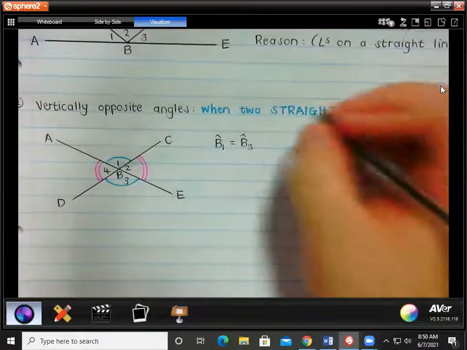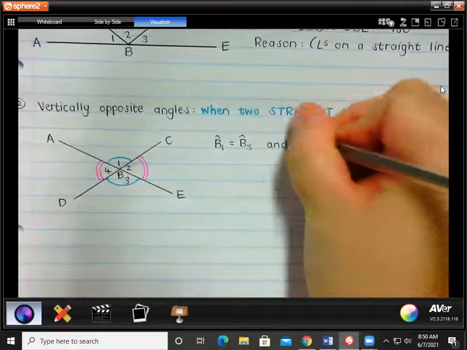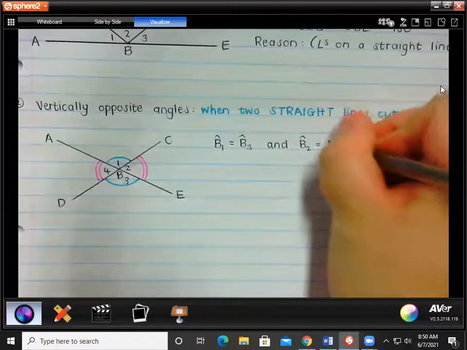So B1 is equal to B3 and B2 will be equal to B4.